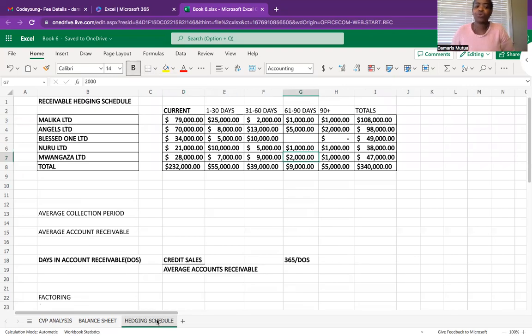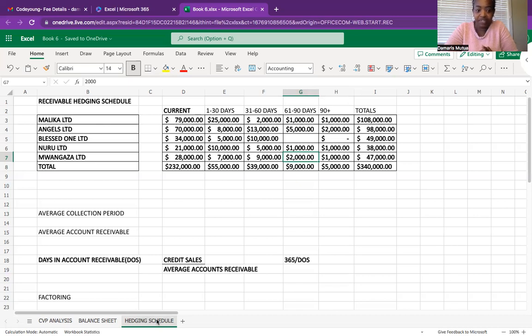The schedule will show you your debtors as an organization and the balances that they have: the current balance and the number of days these receivables have been outstanding. And we say the longer a receivable has been sitting there, the riskier it is. So the faster you collect this money back, the better for the organization. You're more liquid as an organization, and also you're reducing your credit risk. So we need this money to come back as soon as possible, depending on our credit terms.